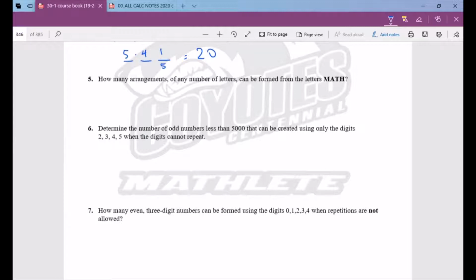Number 5. How many arrangements of any number of letters can be formed with the letters MATH, M-A-T-H?